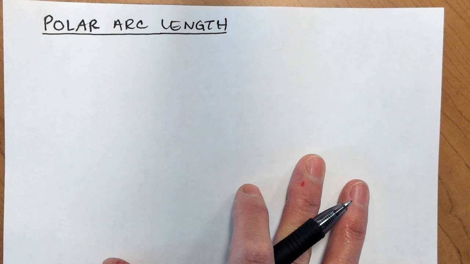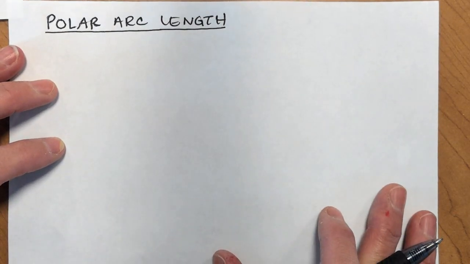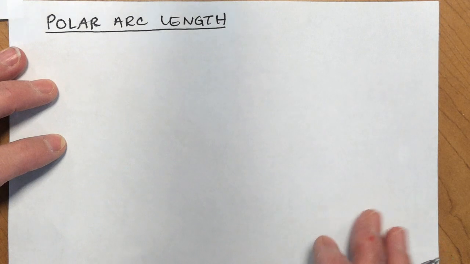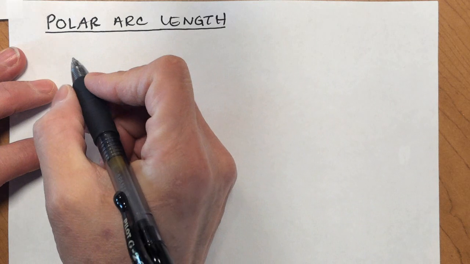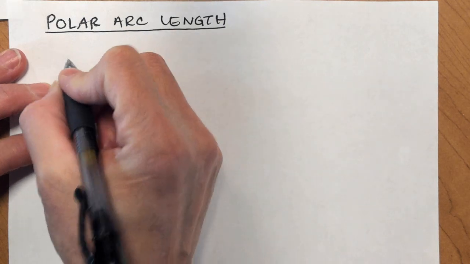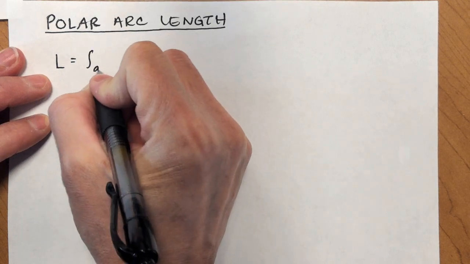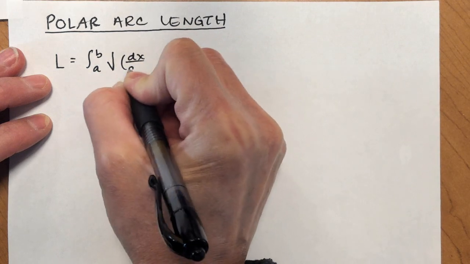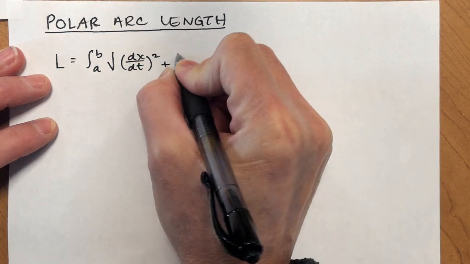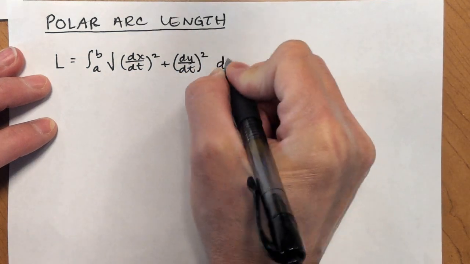Okay. So, in order to get the polar arc length formula, we're going to start with an arc length formula that we derived a couple of weeks ago, and that would be the parametric arc length formula. In parametrics, the arc length formula is the integral from a to b of the square root of dx dt squared plus dy dt squared dt.